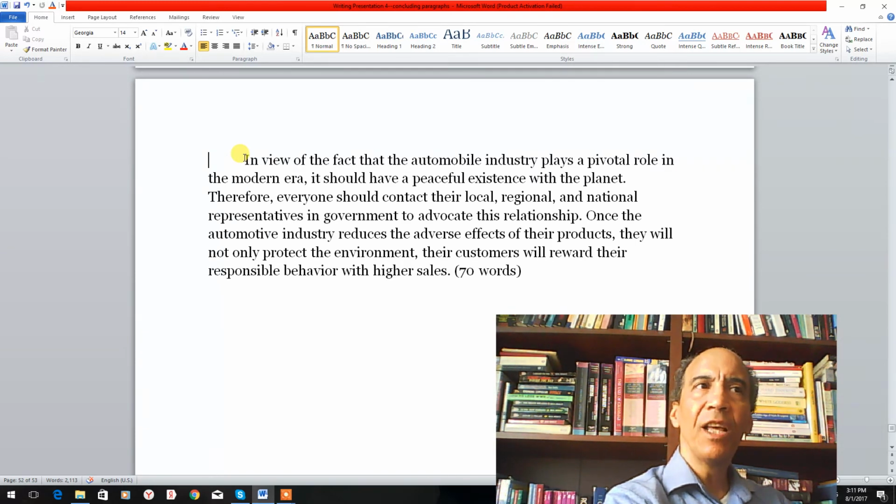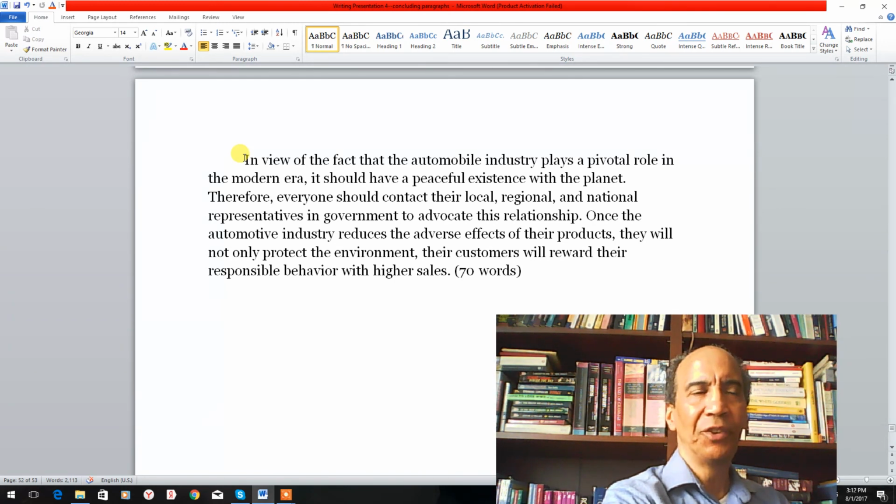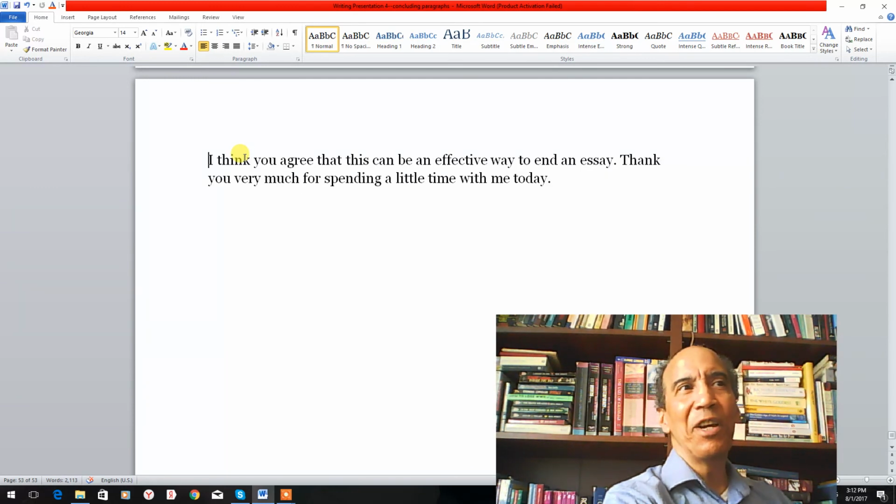In view of the fact that the automobile industry plays a vital role in the modern era, it should have a peaceful existence with the planet. Therefore, everyone should contact their local, regional, and national representatives in government to advocate this relationship. Once the automotive industry reduces the adverse effects of their products, they will not only protect the environment, their customers will reward their responsible behavior with higher sales. I think you agree that this can be an effective way to end an essay.